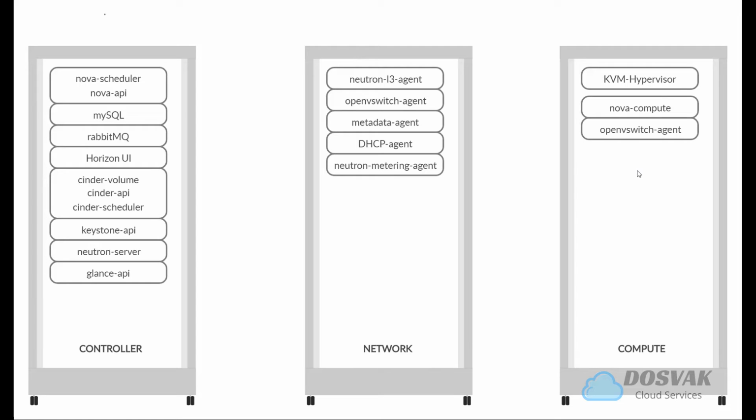Coming to the compute node, we have the hypervisor itself, then the Nova compute service, which takes its direction from the Nova scheduler and the Nova API services, and the Open vSwitch agent to communicate with the network node, and it basically hosts the virtual machines on it.